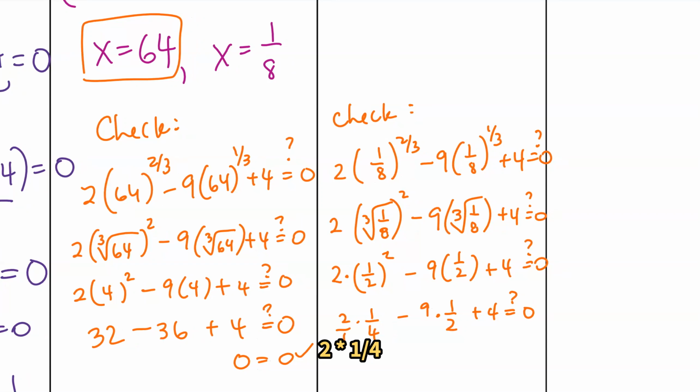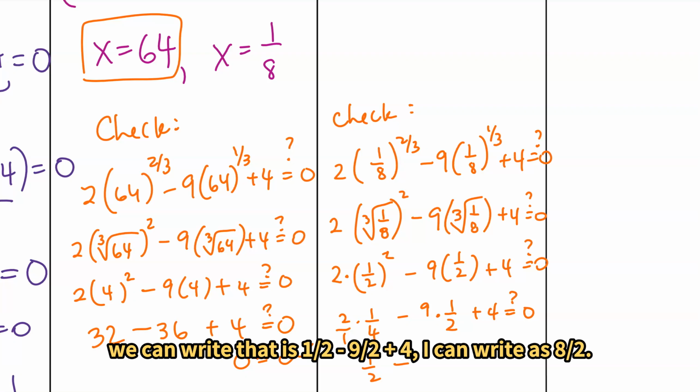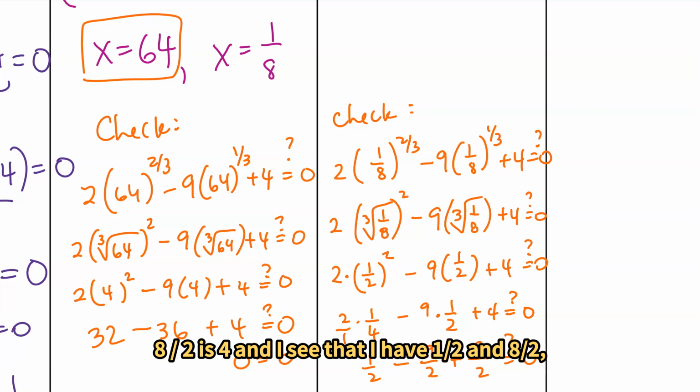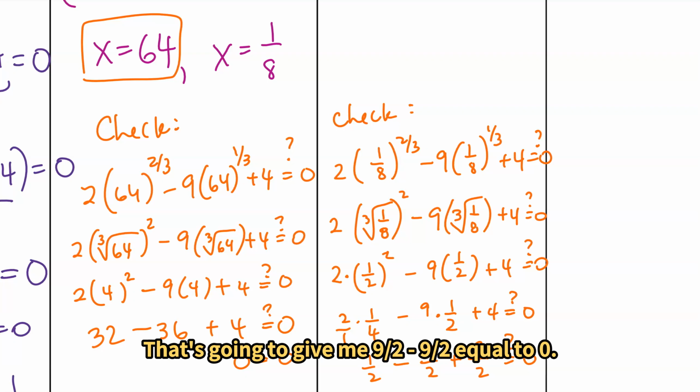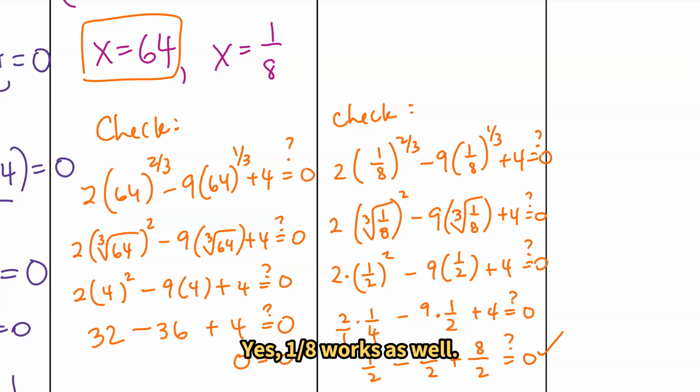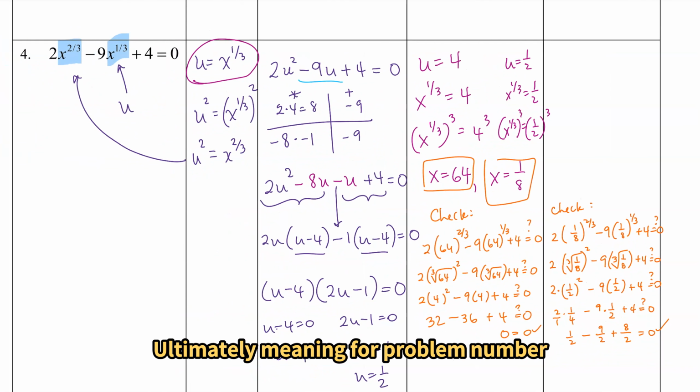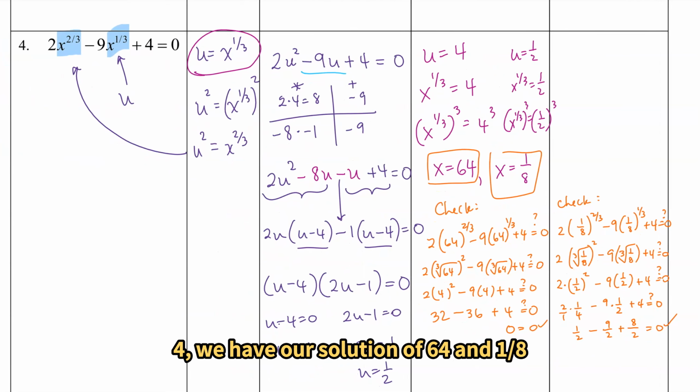2 times 1/4, we can write that as 1/2 minus 9/2 plus 4. I can write 4 as 8/2. 8 divided by 2 is 4. And I see that I have 1/2 and 8/2. That's going to give me 9/2 minus 9/2 equal to 0. Yes, 1/8 works as well. Ultimately meaning for problem number 4, we have our solution of 64 and 1/8.